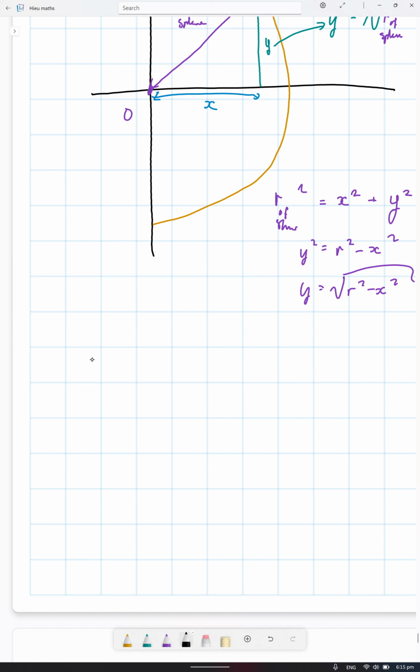Let's write it like this. Volume of any cylinder is equal to pi r squared. Remember, that's the area multiplied by its height. Do you remember what this is? It's dx or delta x, right?